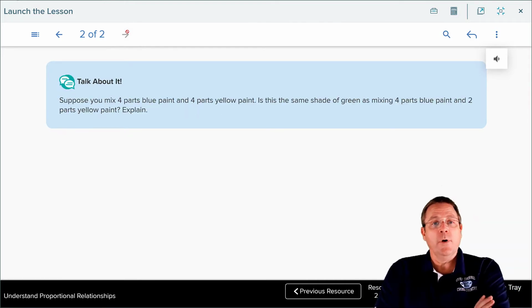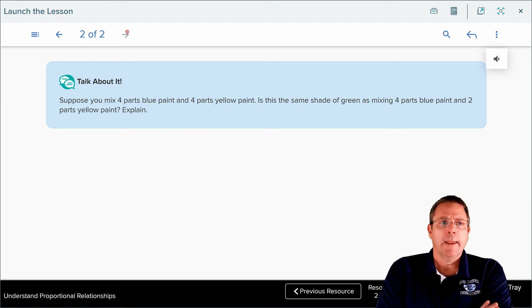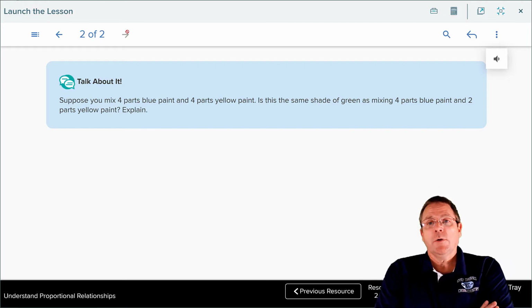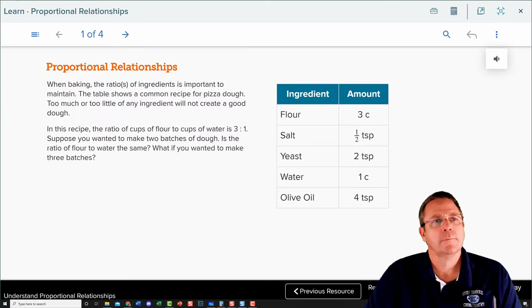Suppose you mix 4 parts of blue paint and 4 parts of yellow paint. Is this the same shade of green as mixing 4 parts of blue paint and 2 parts of yellow paint? I don't think so, because there's going to be a lot more blue in the first setup. These are the kind of questions we're going to learn how to answer as we continue on in today's lesson.